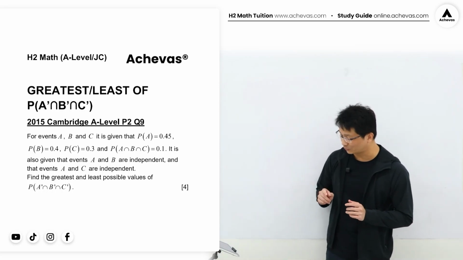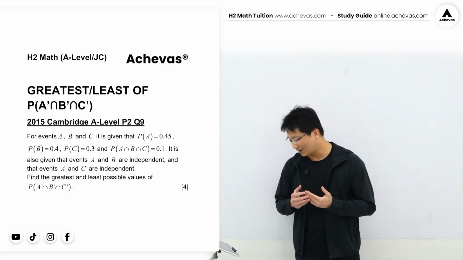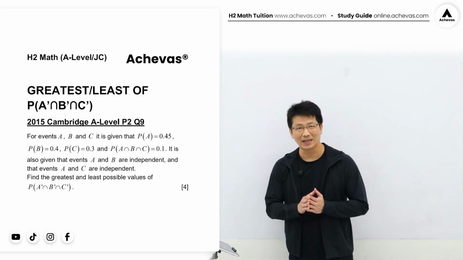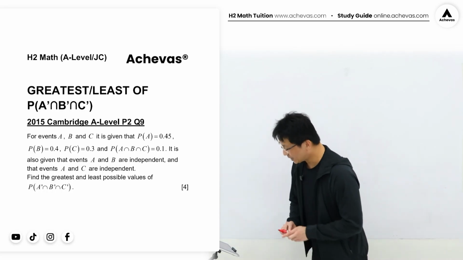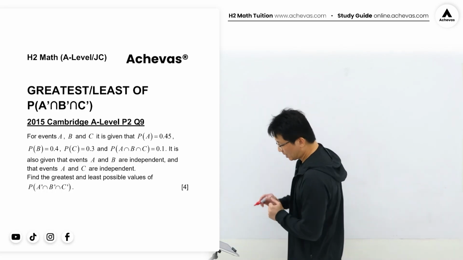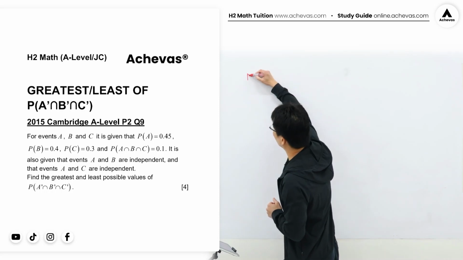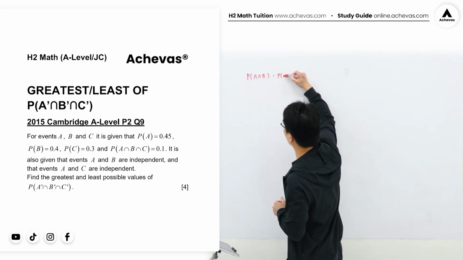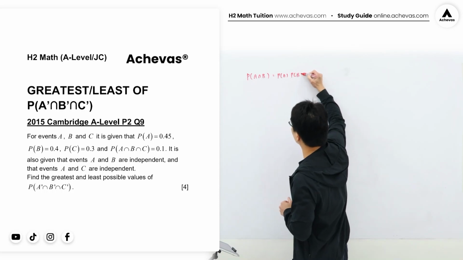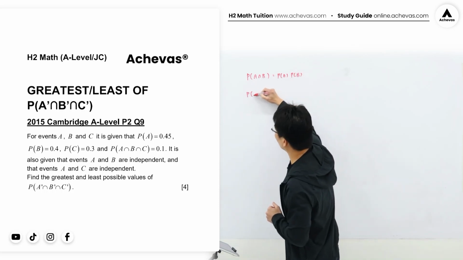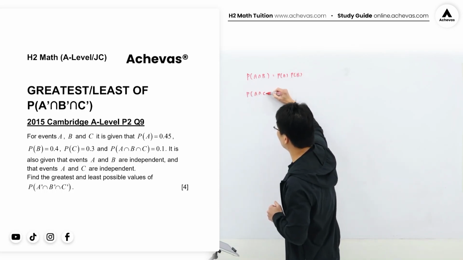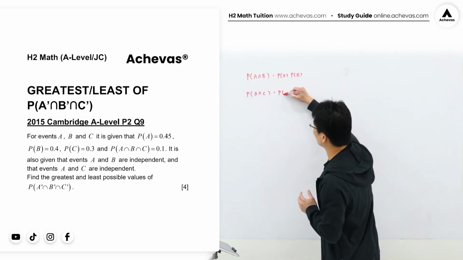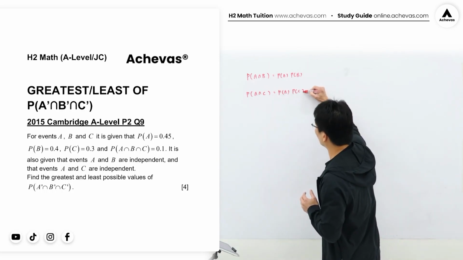Our objective for this question is to find the greatest and least possible values for the probability of A prime intersect B prime intersect C prime. Since the events A and B are independent of each other, I know that the probability of A intersect B is the same as the probability of A times the probability of B. And given that A and C are independent of each other, A intersect C will be equal to the probability of A times the probability of C.